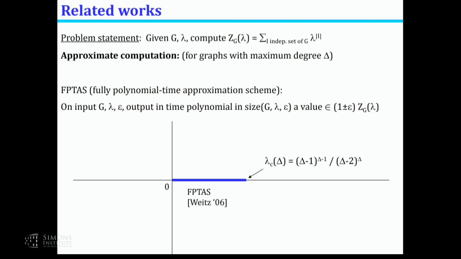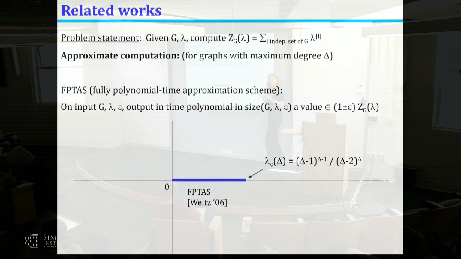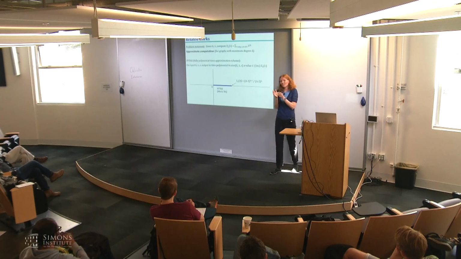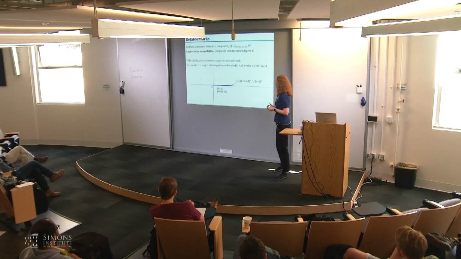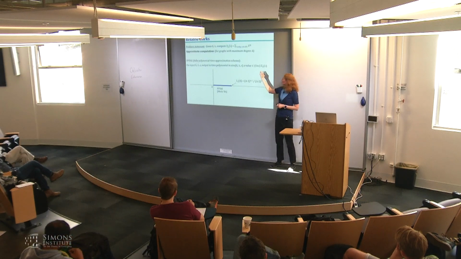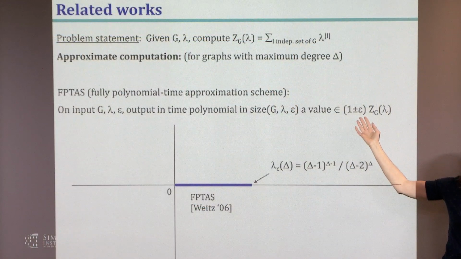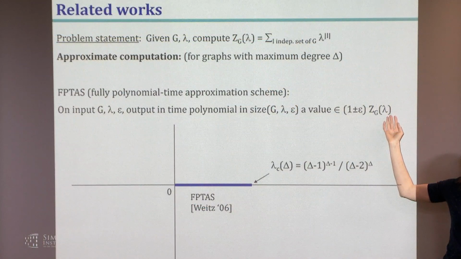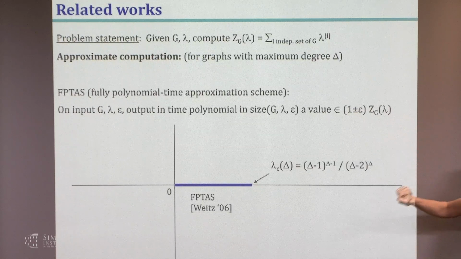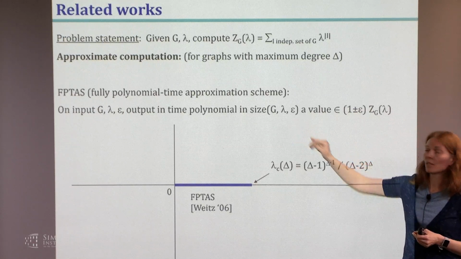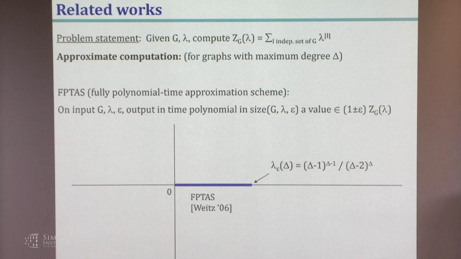What we get, I am phrasing it here for the specific problem of computing the independent set polynomial, is this. I'm given my input, which in my case is the graph G and lambda, but I also have an error, epsilon. And I want to compute a value that is within a 1 plus minus epsilon factor of the independent set polynomial evaluated at lambda. But I want to compute this value in polynomial time, just polynomial in the size of the input.